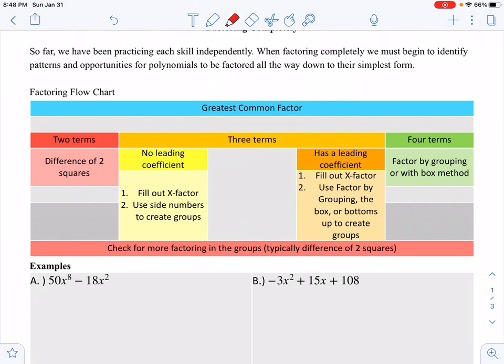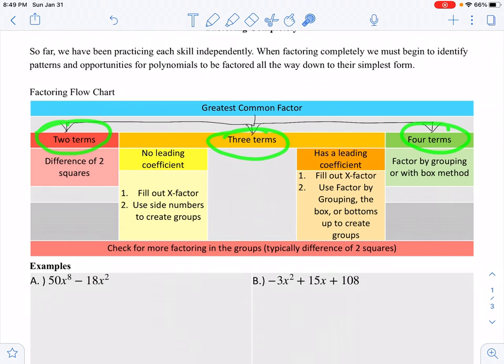The next thing that we really want to look for, and I didn't know how to create these arrows in the thing that I used to create the notes, is whether there are 2 terms, 3 terms, or 4 terms. I've tried to color coordinate this. Once you identify if there's a greatest common factor and you factor that out, then you're going to look for, are there 2 terms, 3 terms, or 4 terms? If there are 2 terms, then we're going to try to do the difference of 2 squares. If you can't do the difference of 2 squares, then it may already be factored down as far as it can go. If there are 3 terms, we are going to look to see if there's a leading coefficient. Remember, that's a number in front.